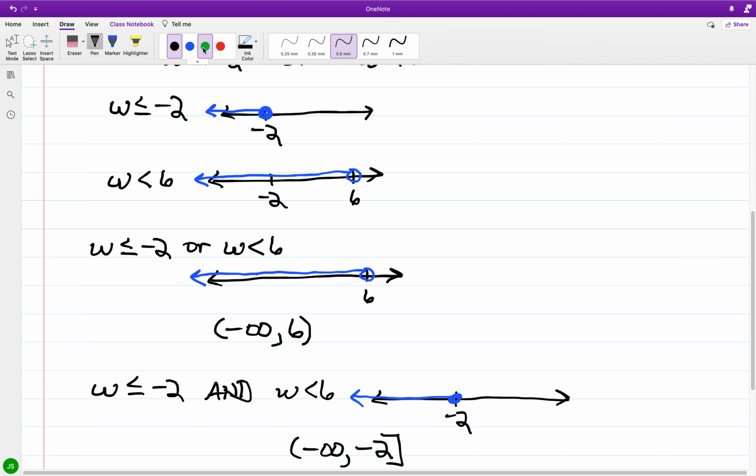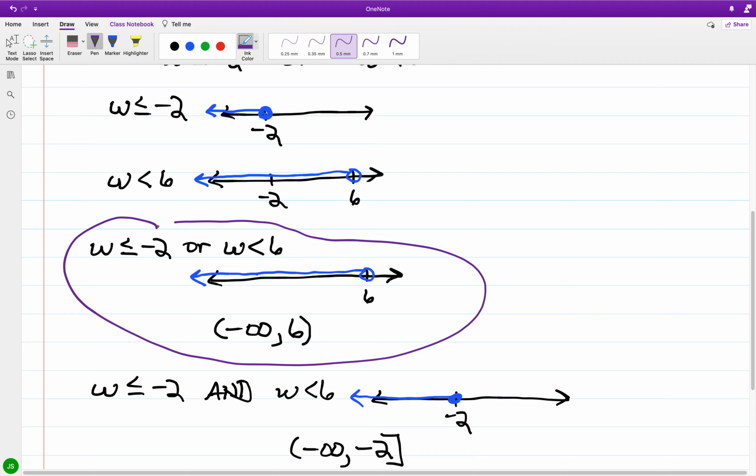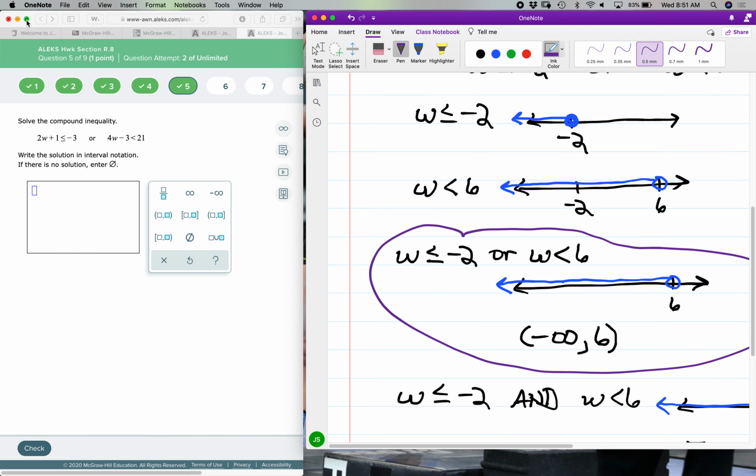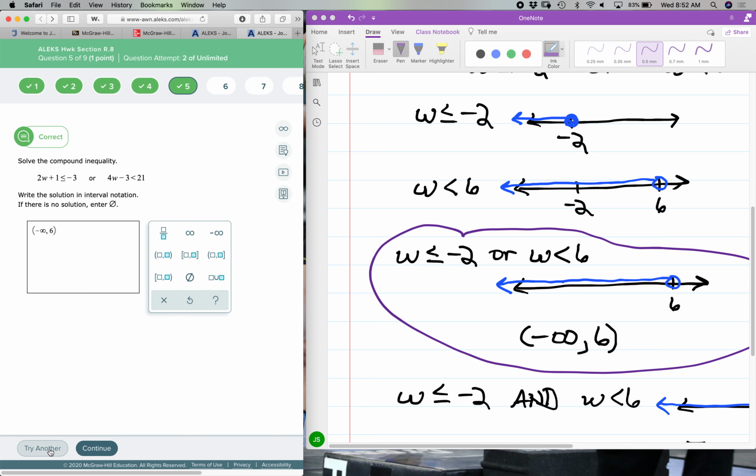Okay, but since we're looking at the linking word to be or, this is what we have in the result. And so checking out, we have going from negative infinity, approaching and not including 6. And for the result, that is correct.